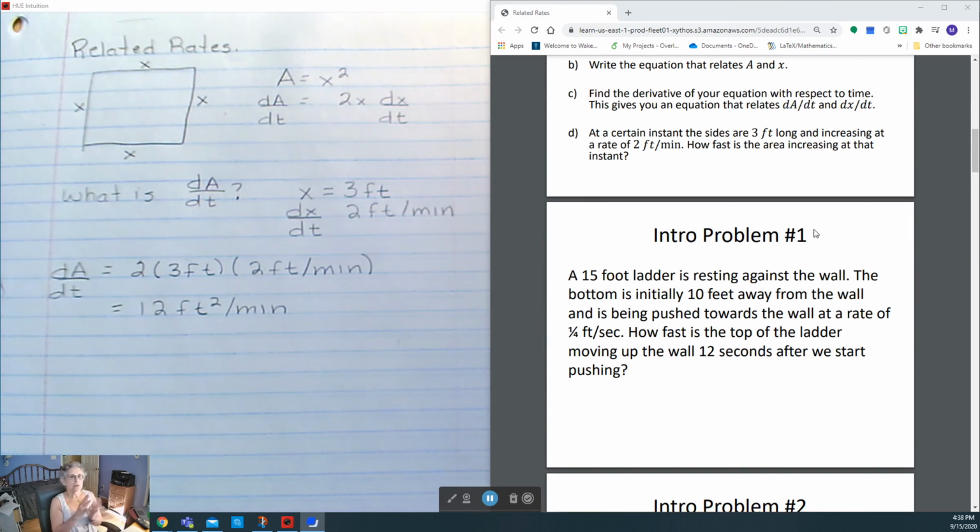This week we're going to do some simple examples. Next week we'll be doing some more complicated examples. So this week we will focus on geometric examples and Pythagorean theorem examples. x squared plus y squared equals z squared, which is what intro problem number 1 is.